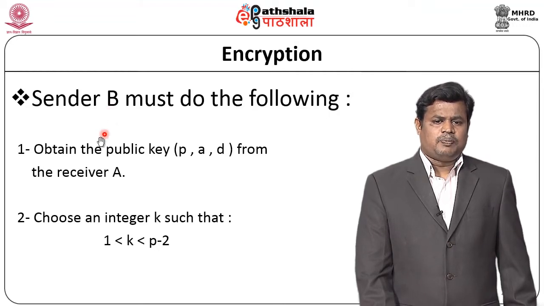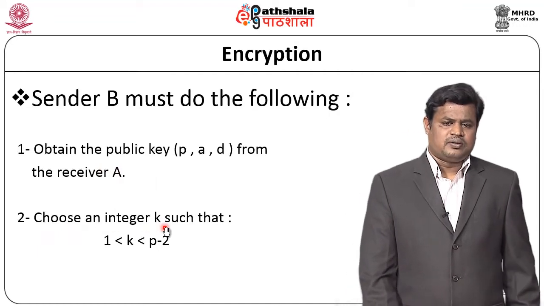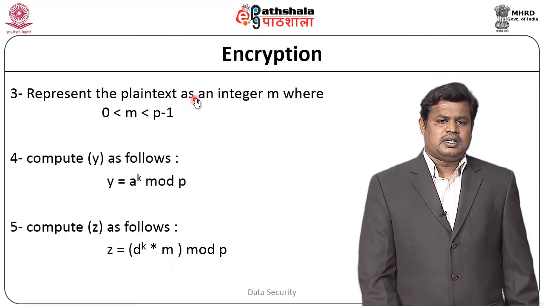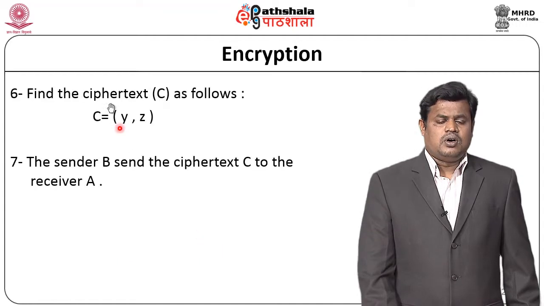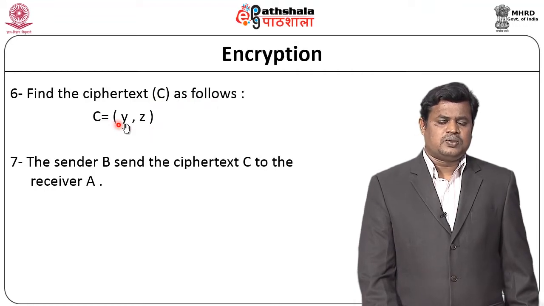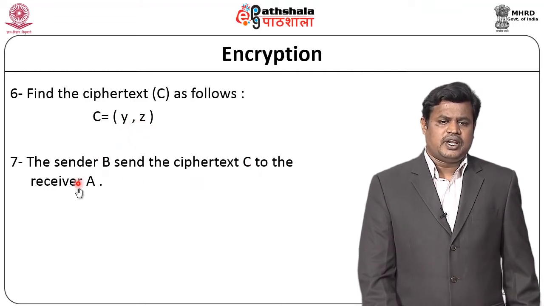According to this, the public key is p, a and d, received from the receiver. Now you have to choose a random integer k such that it lies between 1 and p minus 2. Represent the plain text as an integer m, whose value is 0 to p minus 1. Now we compute the following: y is equal to a power k mod p and z is equal to d power k into m mod p. The ciphertext is c equal to y comma z. Now we have the ciphertext c1 and c2, that is y comma z. The sender sends the ciphertext to the receiver.